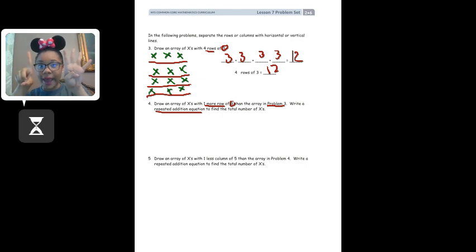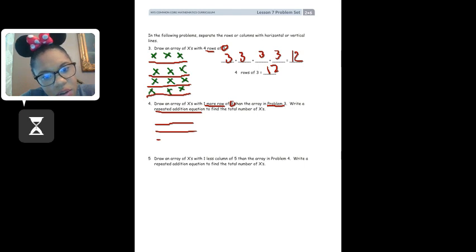How many rows will we have? That's right, we'll have 5 rows. So let's make 5 rows. So we're going to have 1 row, 2 rows, 3 rows, 4 rows, and then add one more, 5 rows.